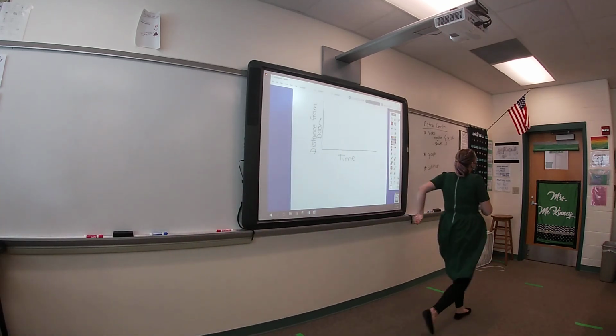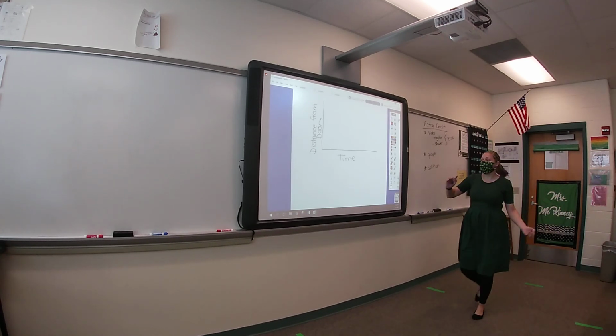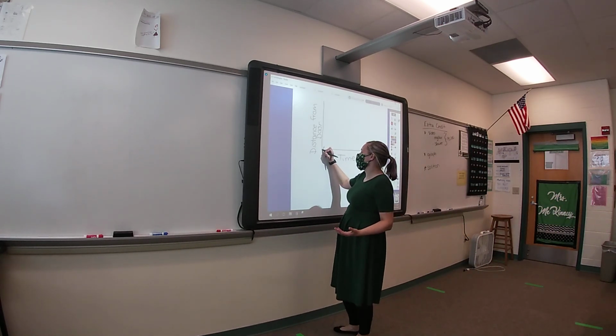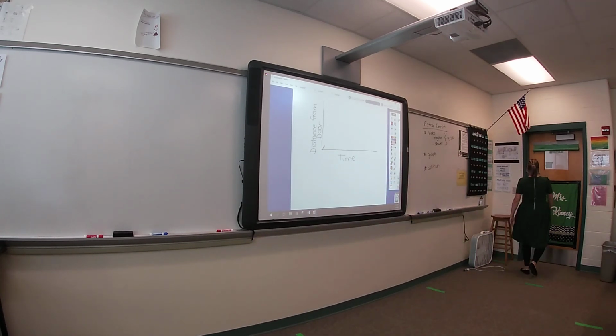So we're going to do my distance from the door. I'm going to start by standing right here. Where does that mean my graph is starting? At 0, right? I'm 0 feet away, 0 time has passed, so this is technically 0, 0, the origin.